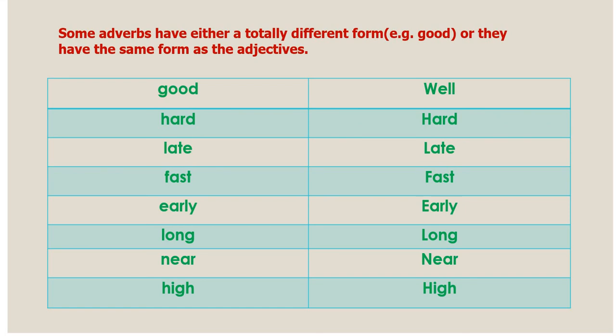Here we have some adverbs that have either a totally different form from the adjective, like the word good, or they have the same form as the adjectives. Here we have good, and to make it an adverb, we say well. Hard will be the same, hard, it can be an adjective or an adverb. Late, late. Fast, fast. Early, early. Long, long. Near, near. High, high. So these words are the same as adjectives and adverbs, except for good. It will be well as an adverb.